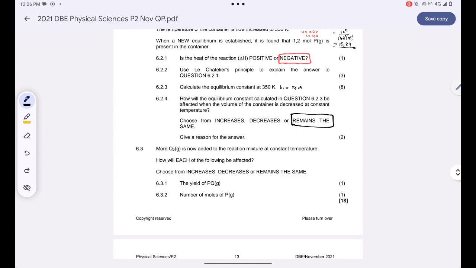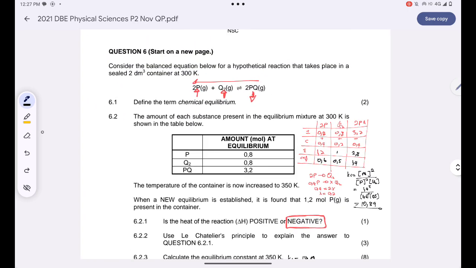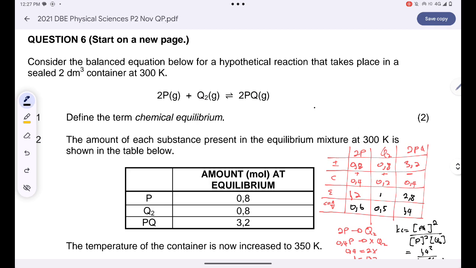Okay, and then now you're told that more Q2 gas is added in the reaction mixture at constant temperature. How will each of the following be affected? Choose increase, decrease, or remain the same. The yield. Over here, guys, I am increasing the quantity of Q2.